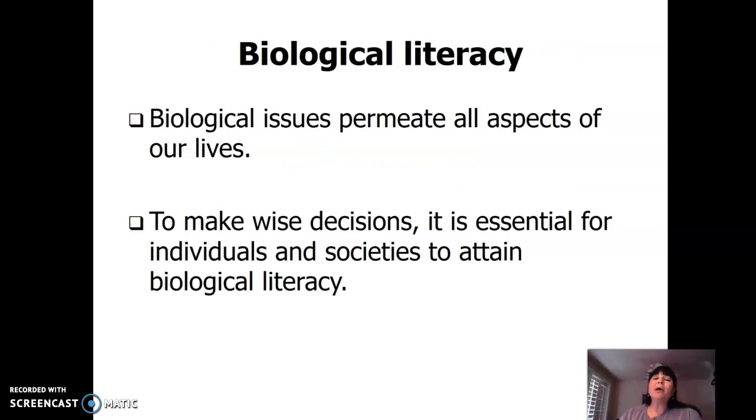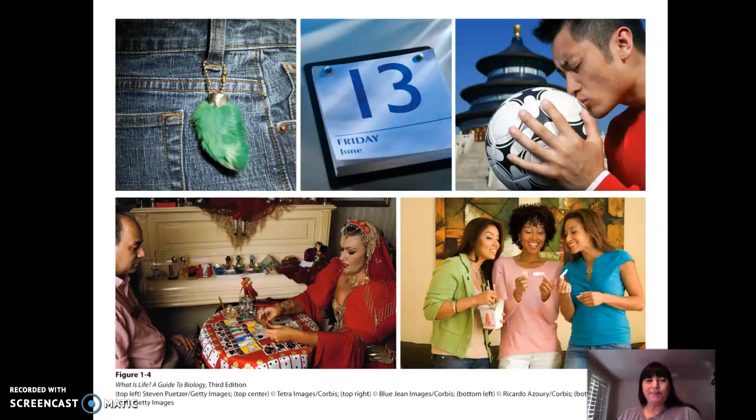All right, so biological literacy. If you come across something, how do you understand it? How do you assess it? Do you understand what they're talking about? Since this is a general biology class, our goal is that you would have biological literacy.